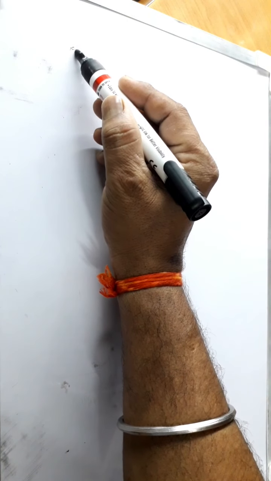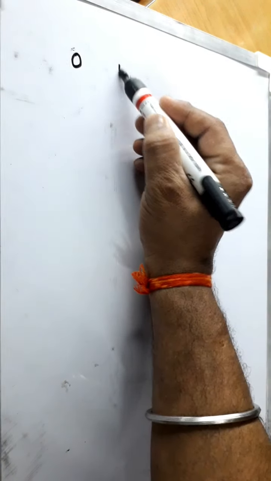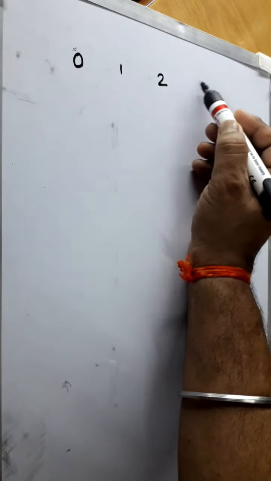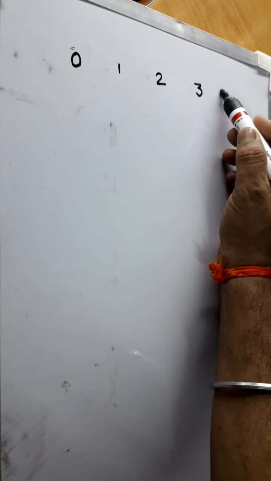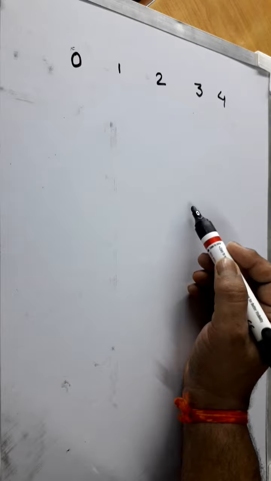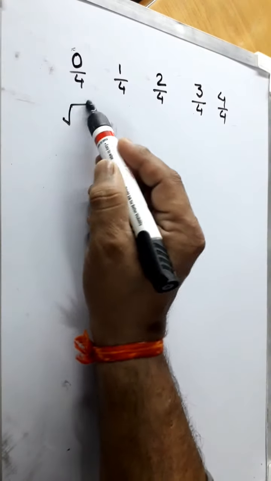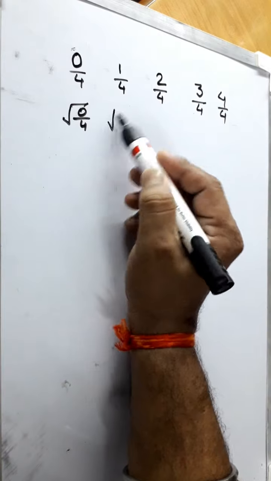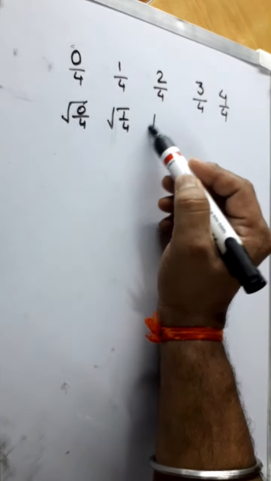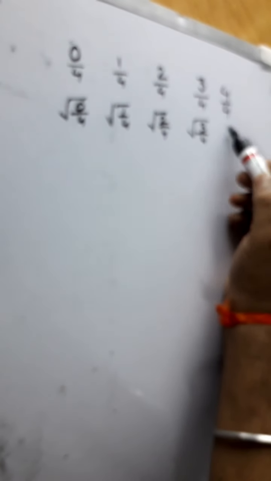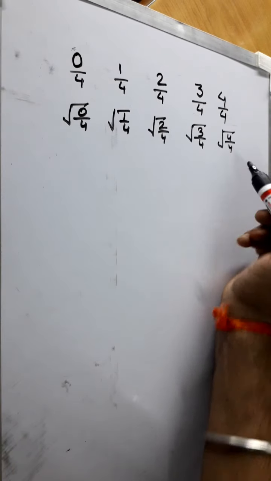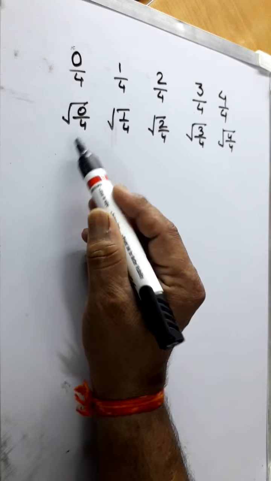Let us take the numbers 0, 1, 2, 3 and 4. Now divide them by 4. Take the root of them: root over 0 by 4, root over 1 by 4, root over 2 by 4, root over 3 by 4 and root over 4 by 4. What do we get here?